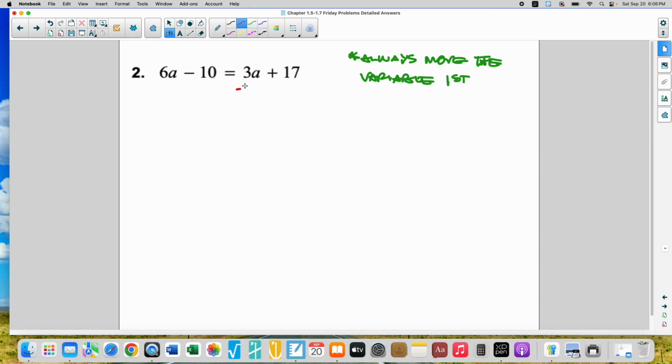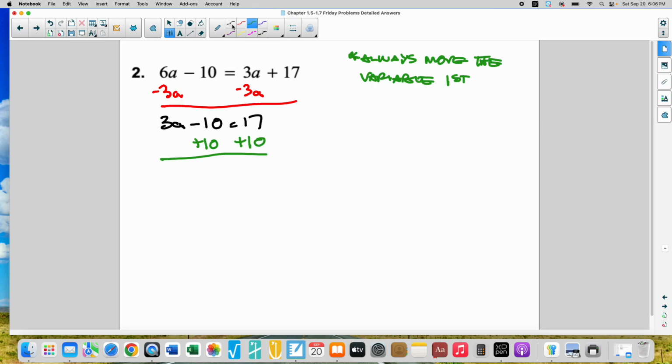I'm going to subtract 3a from both sides. I'm going to move the a's to the left side of the equation. 6a minus 3a is 3a, minus 10 equals 17. Since I moved my variables to the left side, I'm going to move my constants to the other side. So I'm going to get rid of that negative 10 by adding 10. That leaves me with 3a equals 27. We'll divide by 3, and a equals 9.